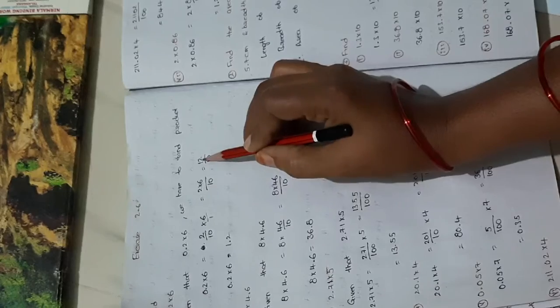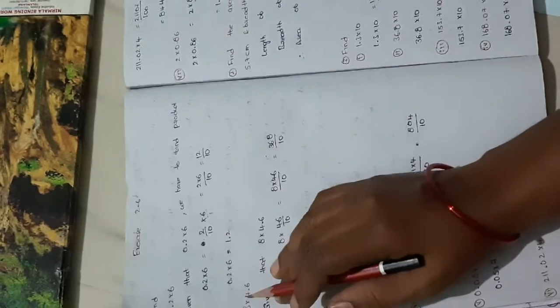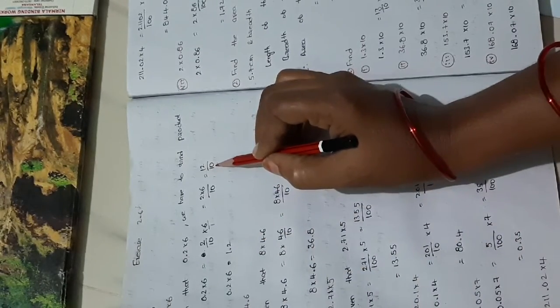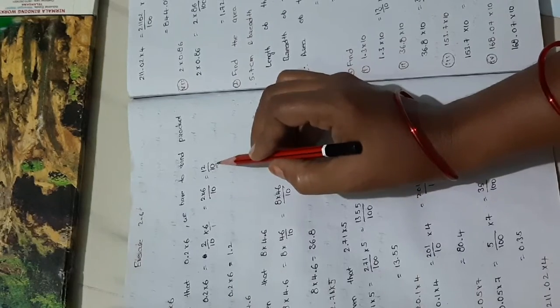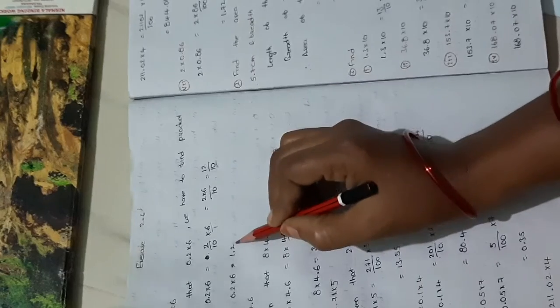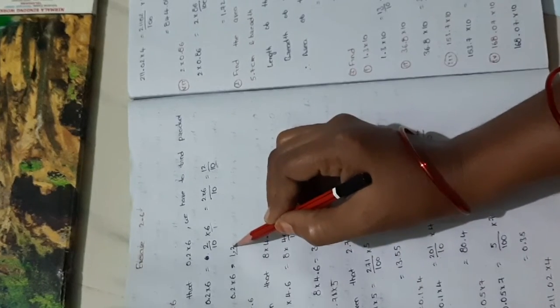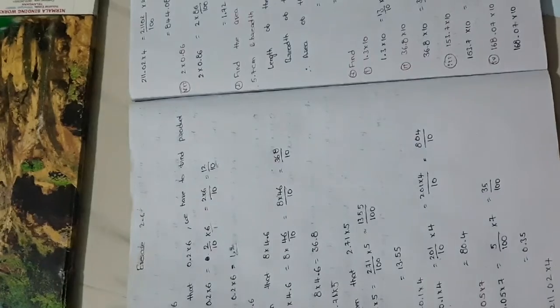In this, what is the result? 12 by 10. 12 by 10 can be represented in decimal form like this. First, we write that number, and then we see the number of zeros in the denominator. Here we have only one zero, so we start from the right side and put the dot after one digit from the right side, that is after the digit 2.